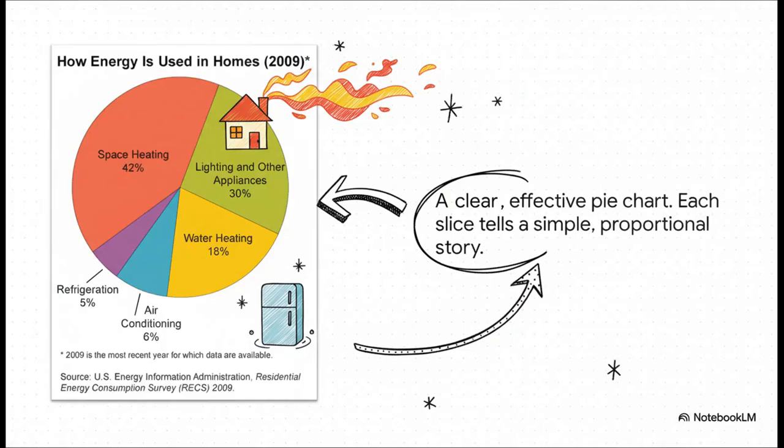And this is a perfect example of that. Now look at this chart on home energy use. It's clean, it's clear, and you get the main point almost instantly. You can see right away that space heating is the biggest energy hog, and refrigeration is just a tiny little sliver. It tells a simple story, no confusion.